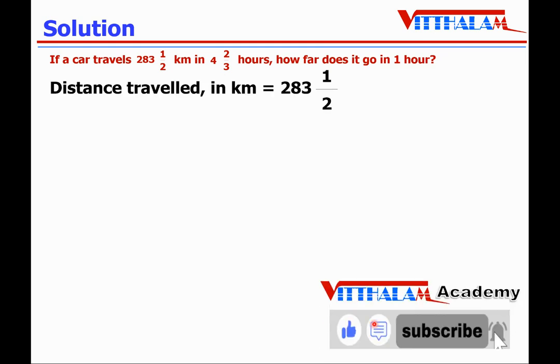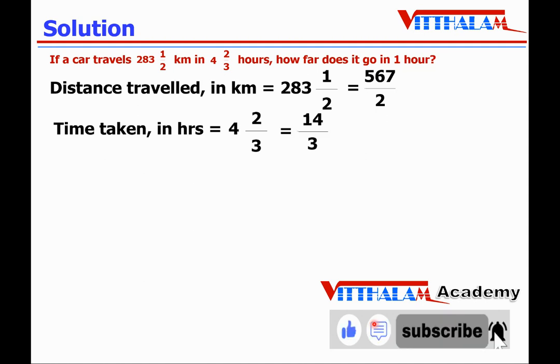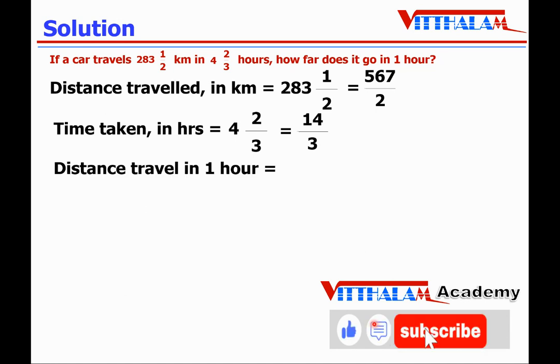So distance traveled in kilometers is 283 1/2, equals 567/2. And the time taken to travel this distance is 2/3 hours, that is equal to 14/3. That means distance traveled in 1 hour equals the division of this, that is 567/2 divided by 14/3. To write down this statement is very important, and to write this statement, we have to understand what is being asked.